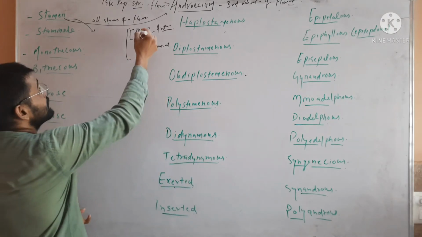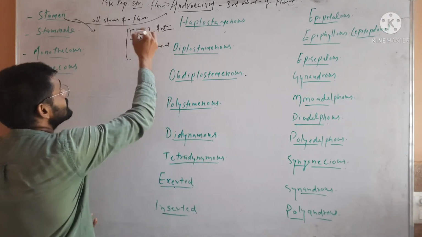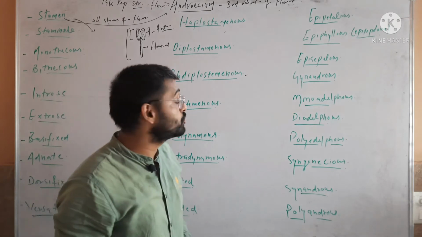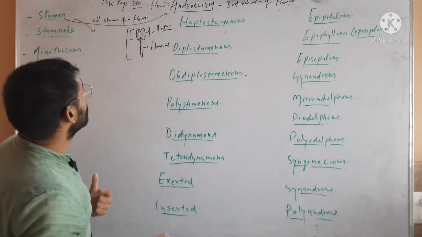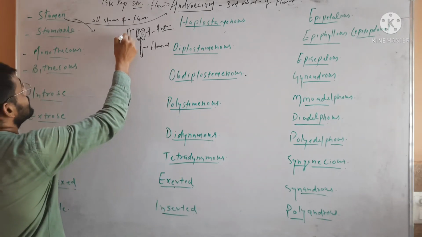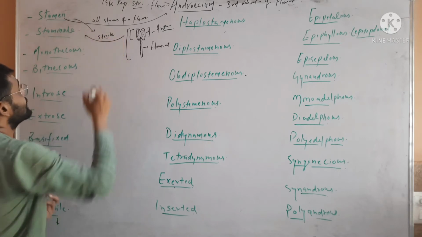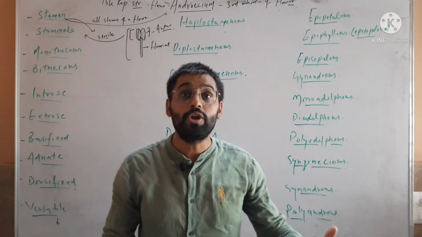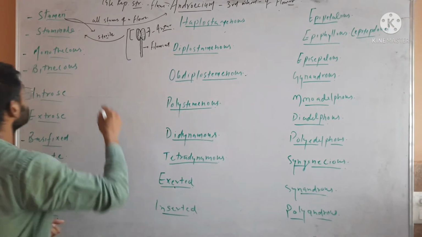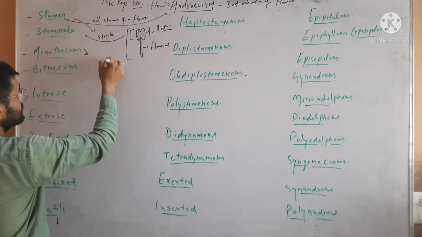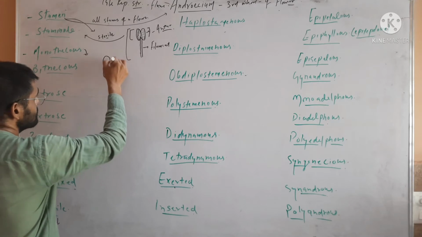Sometimes these anthers are sterile, they do not produce any pollen grain. In that case, they are called staminode. So normally, this is our anther.